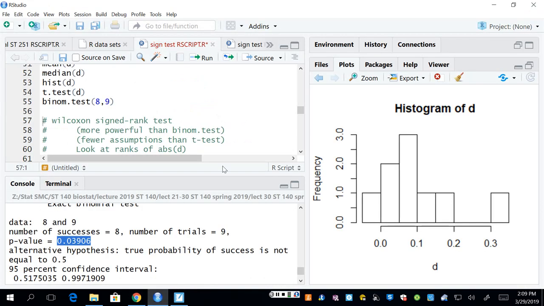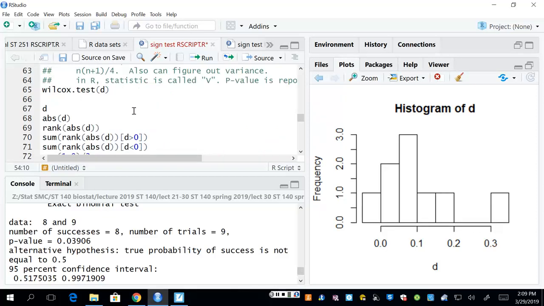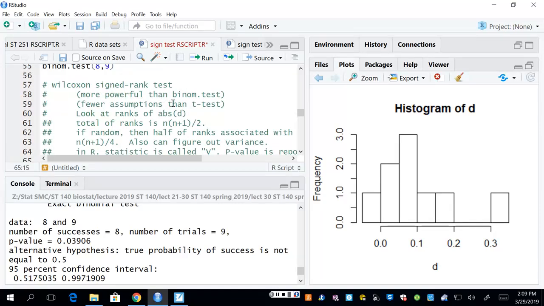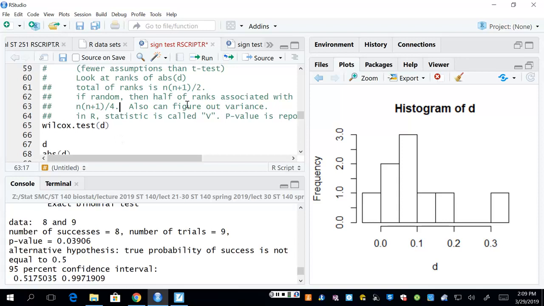So if we look at R, there's a test called wilcox.test. It doesn't have as many assumptions as the t-test. It's a little more powerful than the binomial test. If you look at the ranks, there's a total of ranks, and if half of them are on each side, n times n plus 1 over 4 should be associated with the absolute ranks on one side versus the other, and you can get a statistic.